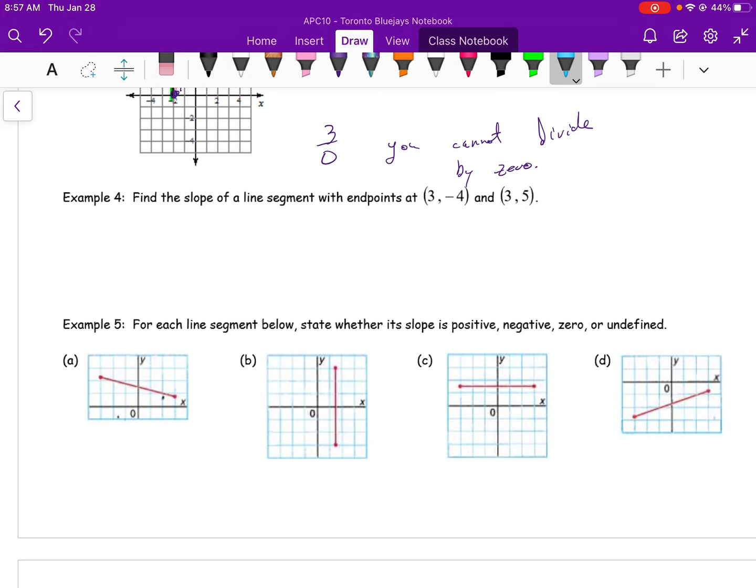Example 4, find the slope of a line segment with endpoints at (3, -4) and (3, 5). Some of you may be able to look at this and say, aha, I know that this is going to have a slope that is undefined because there's no change in the x. Anyways, I'm just going to call this point A, this point B. My slope, I'm going to plug it into my formula because that's what it seems like I'm going towards. By the way, it doesn't matter which point you take as A and which point you take as B. It'll all be the same in the end. YA is going to be 5 minus YB, which is -4, divided by 3 minus 3. And what I get, it's going to be 9 divided by 0. So this implies that my slope is undefined.